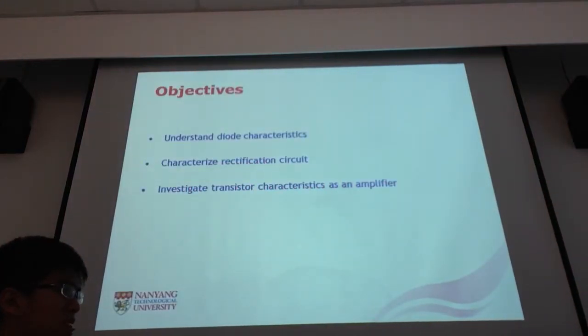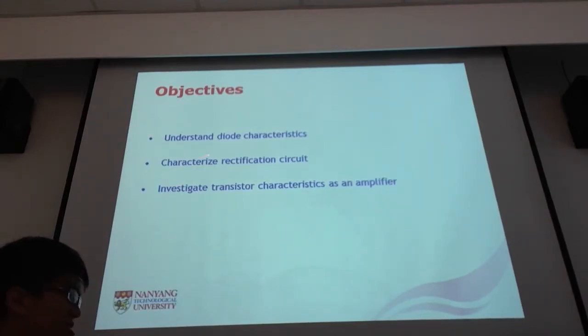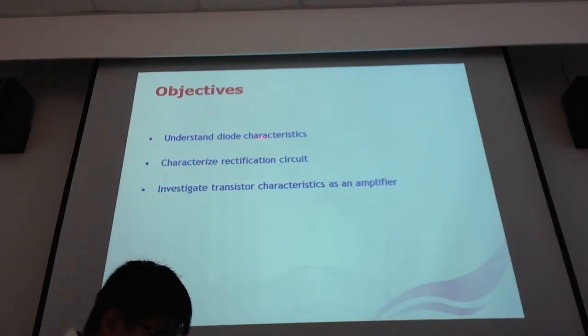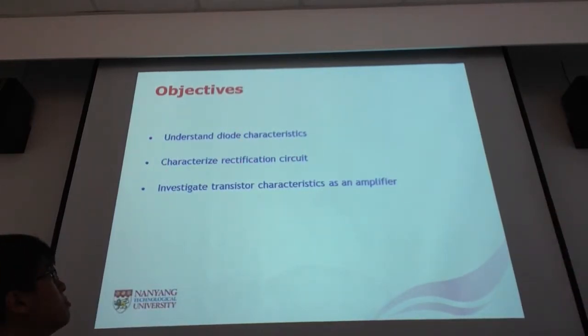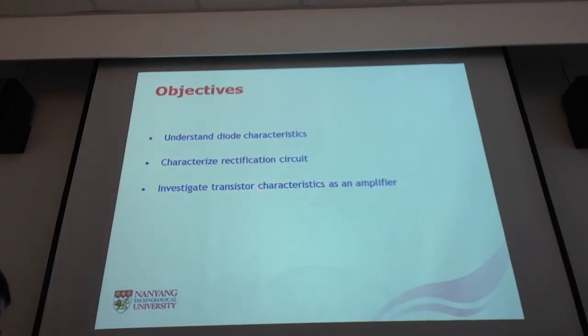So the objective of this experiment is firstly to understand the diode, how it works, and then characterize the rectification circuit which is based on the diode, and then investigate the transistor characteristic as an amplifier, a current amplifier.